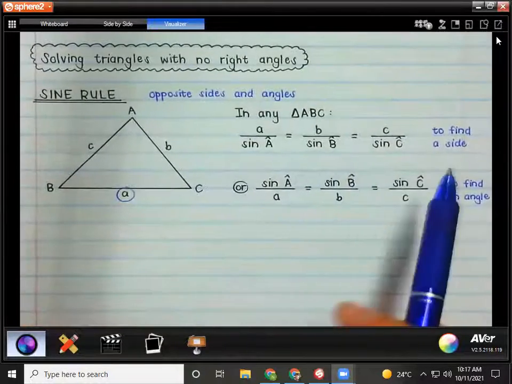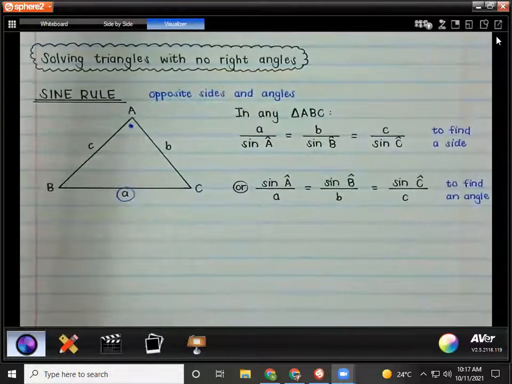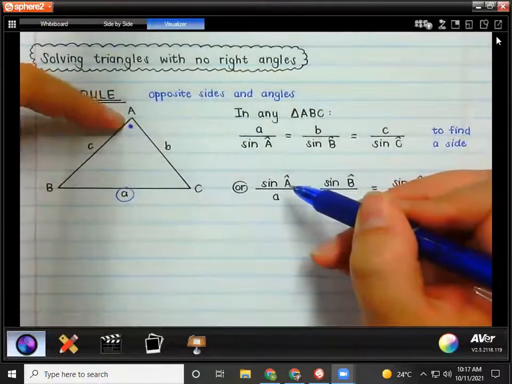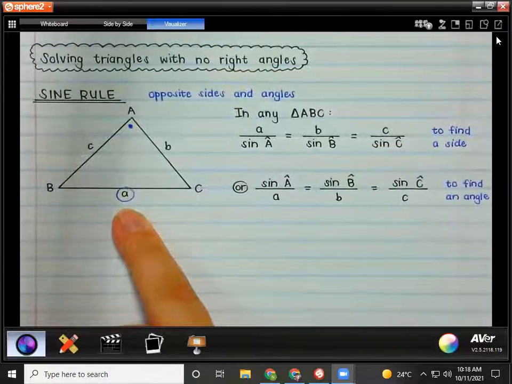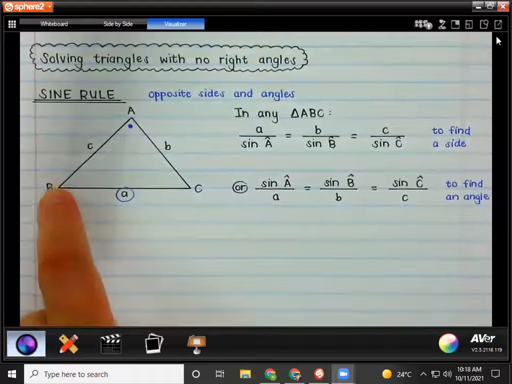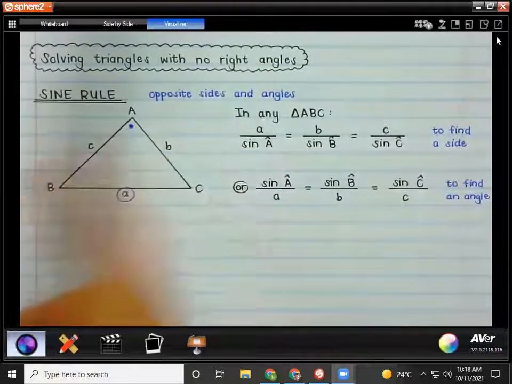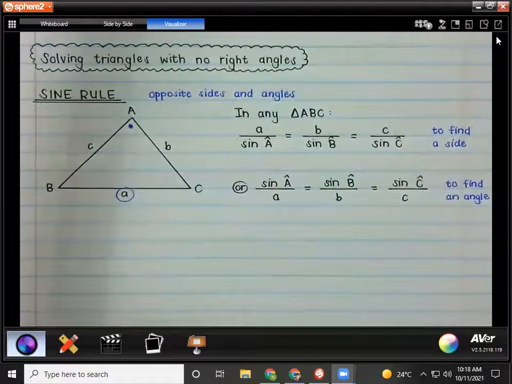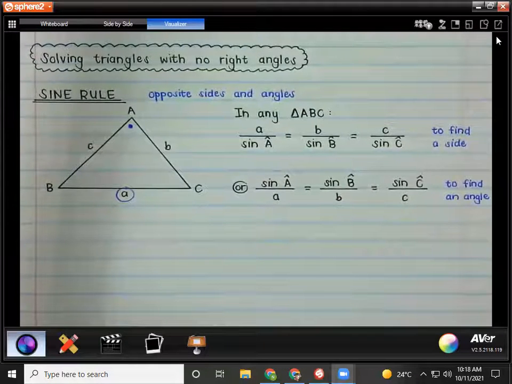The other way around also works. If you are trying to find angle A, for example, you're going to put sine of angle A at the top, then put it over the opposite side. And that is then equal to any other pair that you have. Say you have angle B, you're going to put it as equal to sine B over side B, the side that's opposite that one. But like I said, you're never going to use all 3 fractions in one equation, but all 3 fractions will be equal.